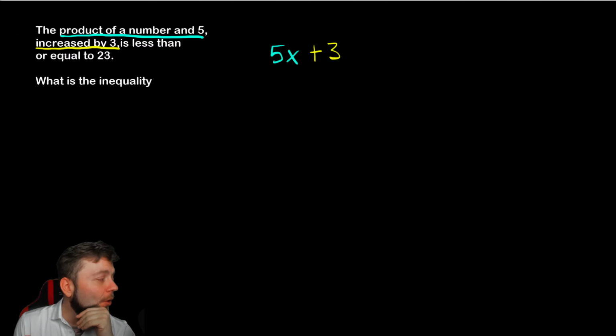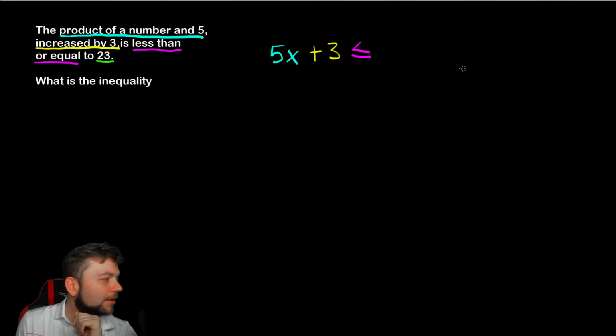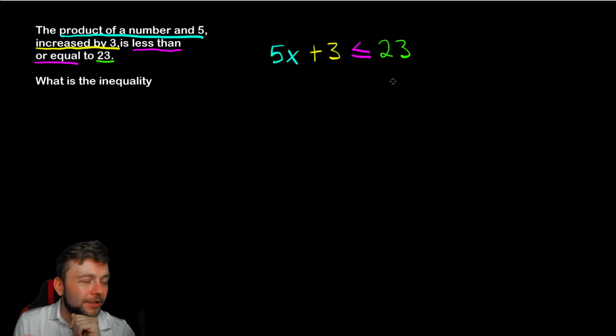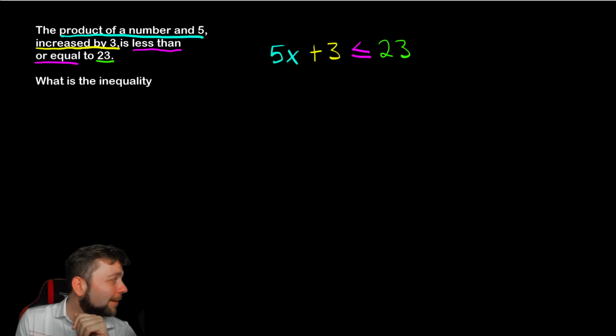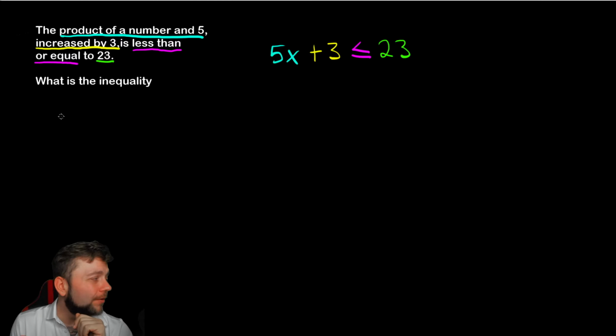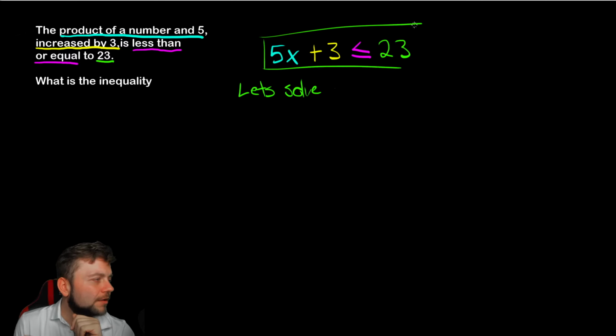And it is less than or equal to, so we'll write the less than or equal to symbol, 23. And we'll just go with green. There. That's technically all they've wanted. They didn't ask you to do anything else, but can we do more to this? Absolutely, we can solve this. This would be good enough for your answer, but let's solve the problem.